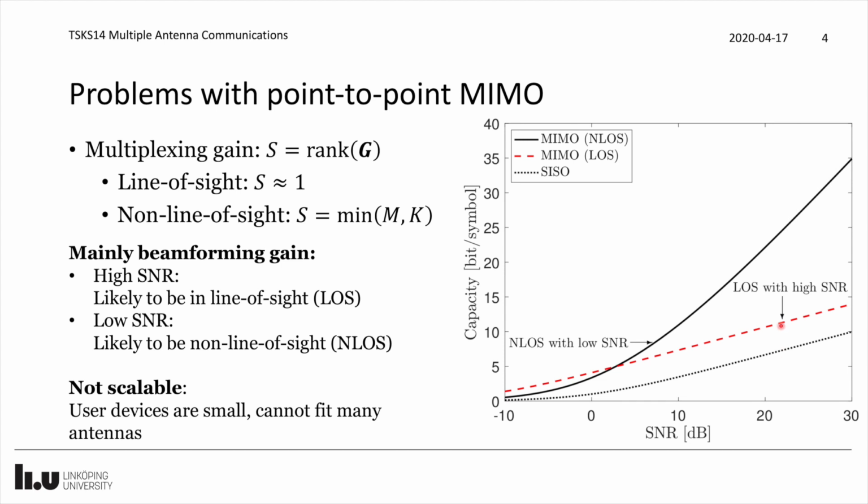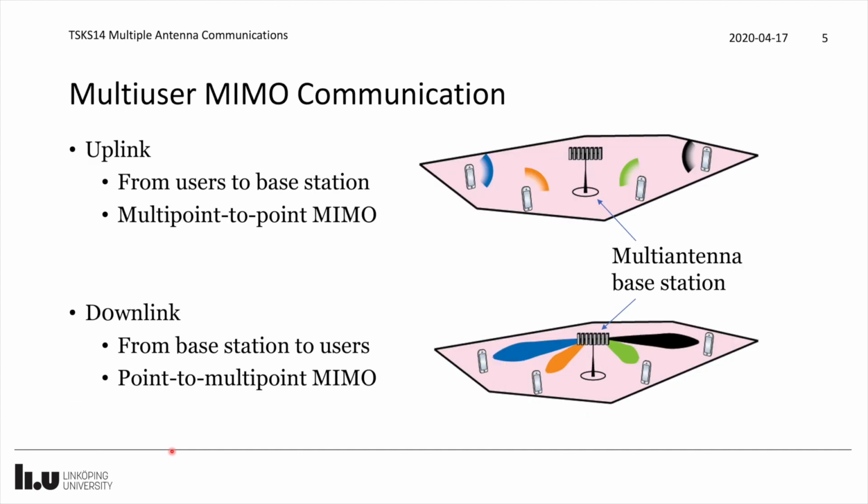There are also other practical problems with point-to-point MIMO, and that is that the multiplexing gain is given by the minimum of the number of transmit and receive antennas. So we need to have multiple antennas both at the transmitter and at the receiver. And one of these devices is probably going to be a user device, maybe a handheld mobile phone or something like that, and we can't fit many antennas into such a device. That also limits the ability to use point-to-point MIMO in practice. An option in order to improve the situation is to consider multi-user MIMO instead.